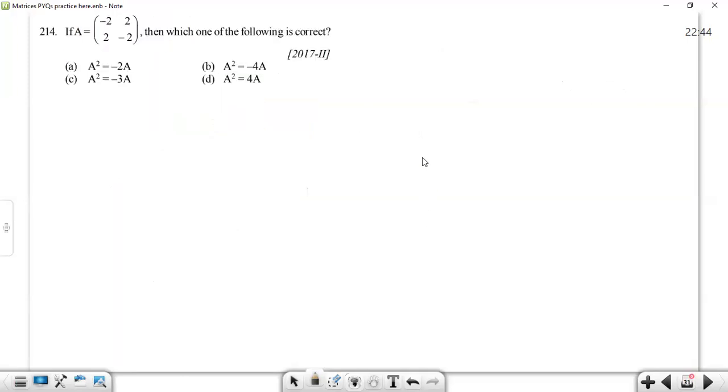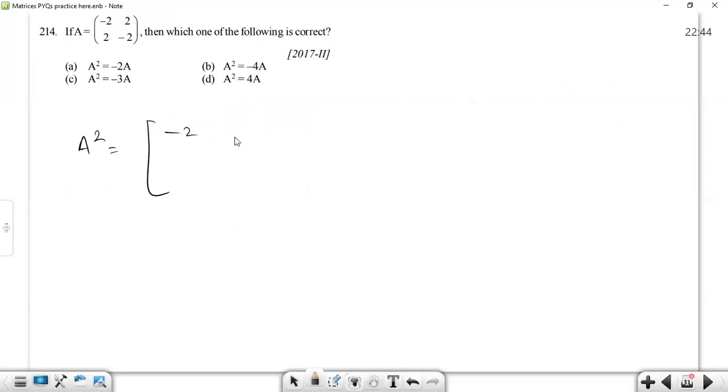Next question. A is a given matrix. We have already discussed this; this question is repeated. This particular matrix has repeated. We have to discuss A square. When we observe all the options, A square is there on the left hand side. So let's discuss A square itself.